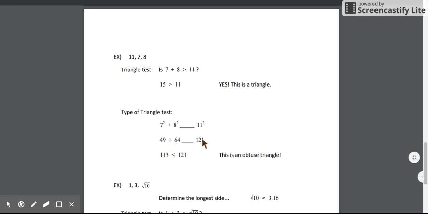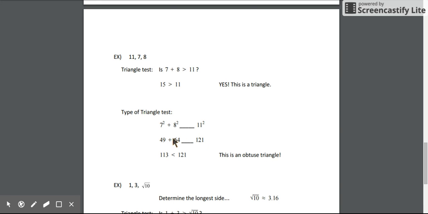Let's figure out how these compare. Add up the left side, we get 113. So how does 121 compare to 113? We're focused on the right side, focus on that longer side squared. It's bigger, so we think big triangle or big angle. That's an obtuse triangle.